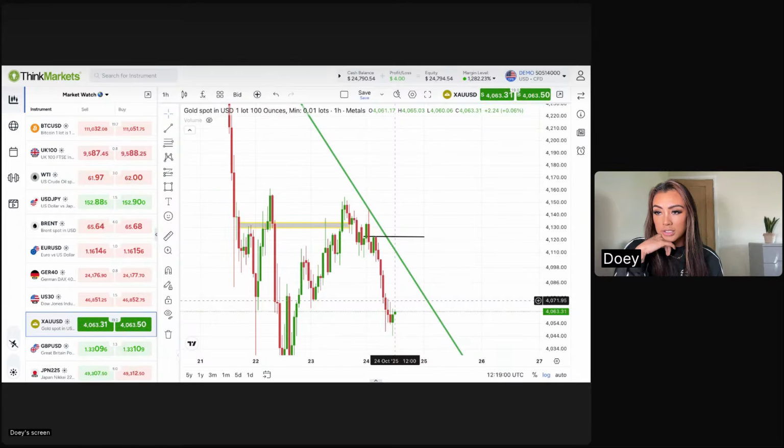Structure is still bearish. But yeah, so Sade, what are you talking about? Gold? I stopped at 5 minutes. I think CPI going high.